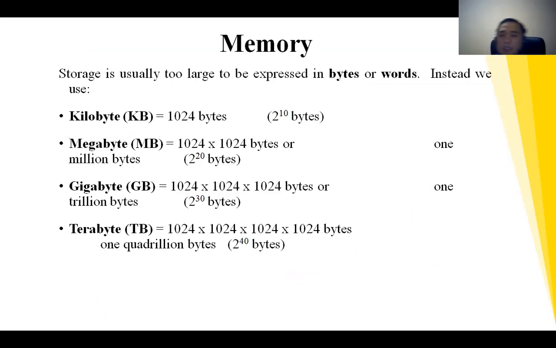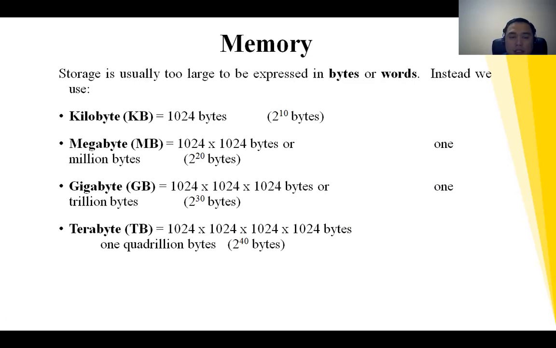Memory storage is usually too large to be expressed in bytes or words. Instead, we use kilobyte, equal to 1024 bytes, or 2 to the power of 10 bytes. Megabyte equals 1024 kilobytes, or 1 million bytes, 2 to the power of 20 bytes.